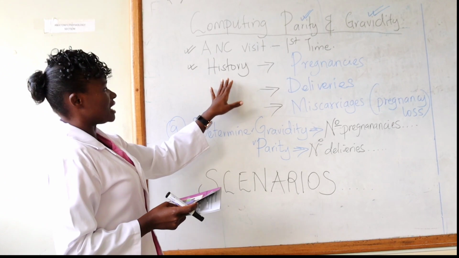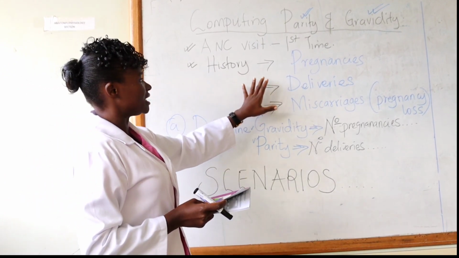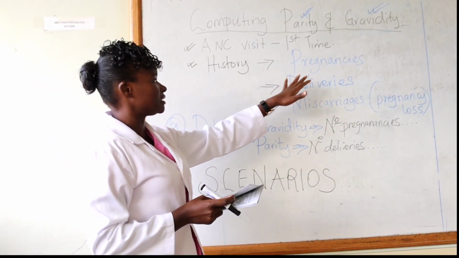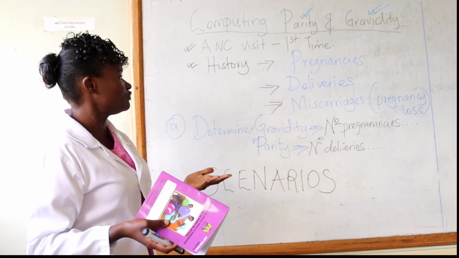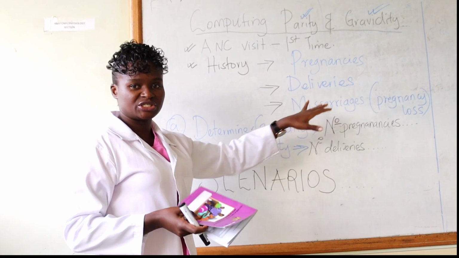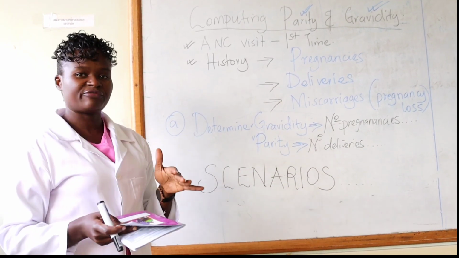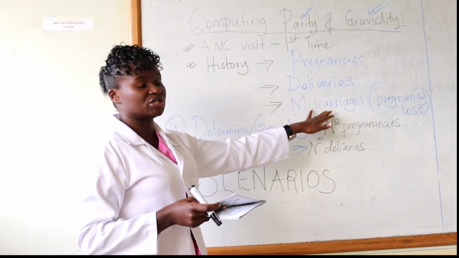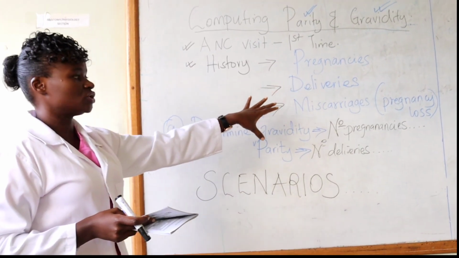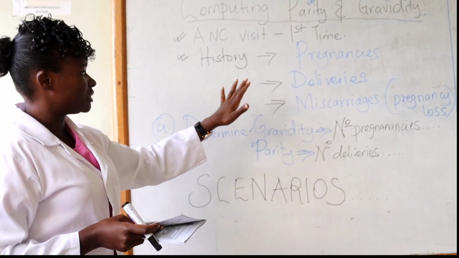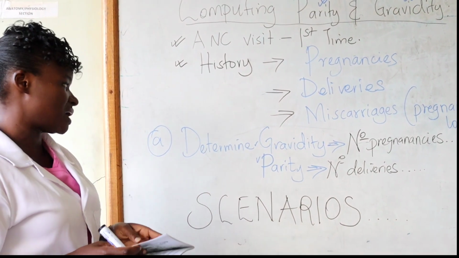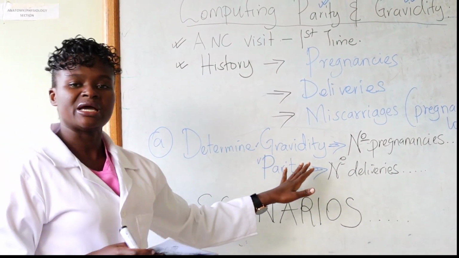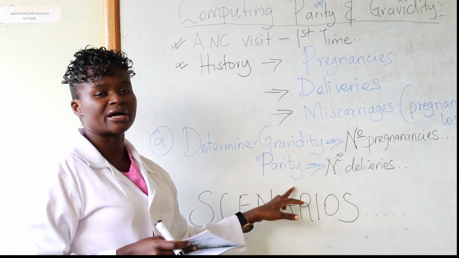So once the mother comes and we are checking the history, it's good that we ask questions that pertain to the pregnancies. How many pregnancies has she had before, for example, and the number of deliveries she has also had before, and if there have been any miscarriages. So these three questions are very important as we prepare to compute the parity and the gravidity for this pregnant mother. So therefore, let's remind ourselves what gravidity and parity are.